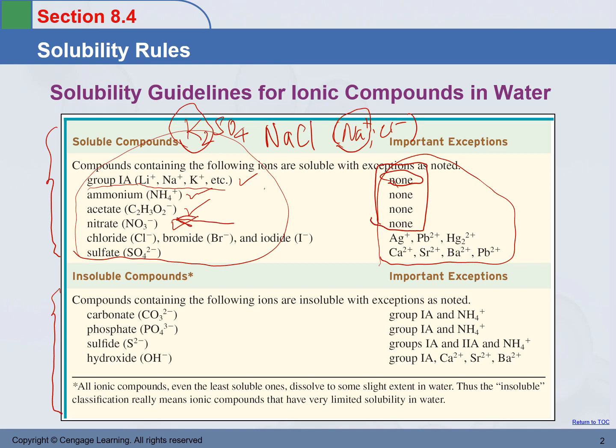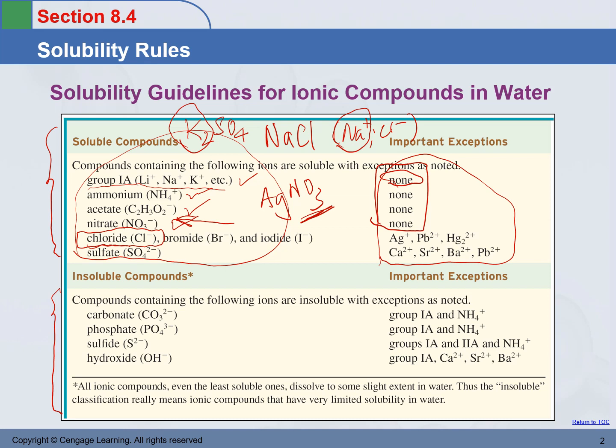Nitrate ion, for example, silver nitrate. That is a compound that has nitrate ion in it. If the ionic compound has nitrate ion in it, guaranteed water soluble, no exception. All right, now let's look at the next one. Chloride. Compound with chloride will be soluble.